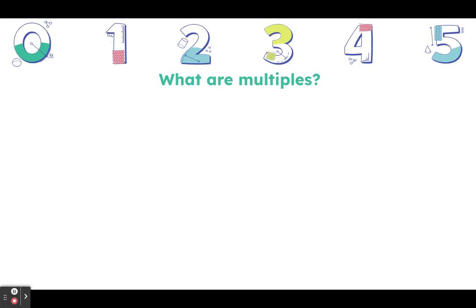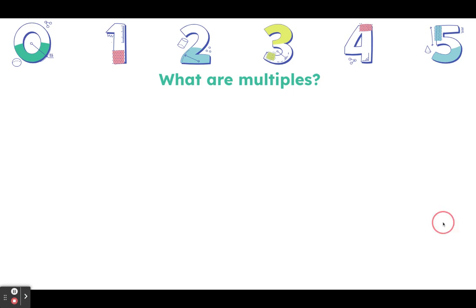Before you begin your math journal assignment this week, let's do a quick review of what multiples are, and then I'm going to show you some strategies for identifying common multiples, because that is a skill you're going to need in order to be able to complete your math journal assignment. So let's start with this question.